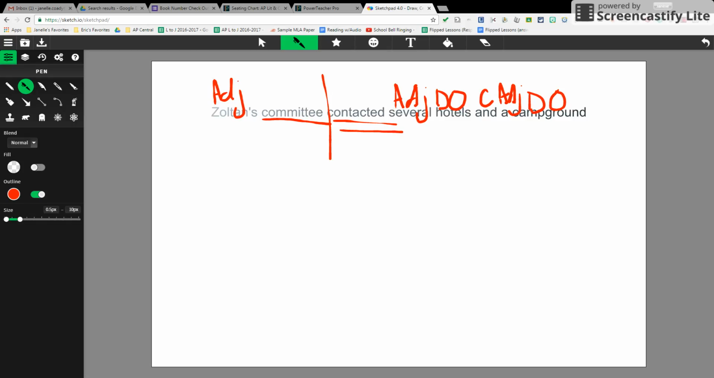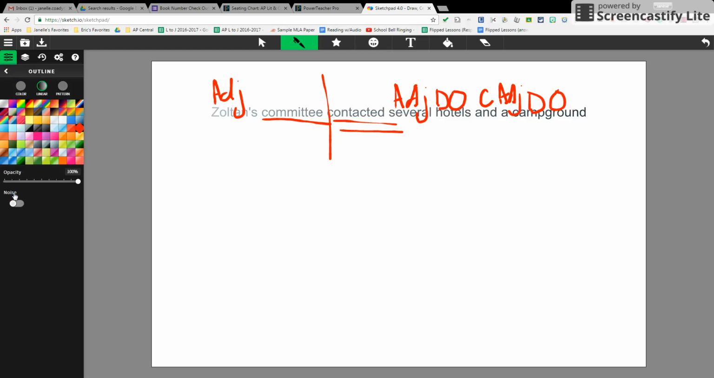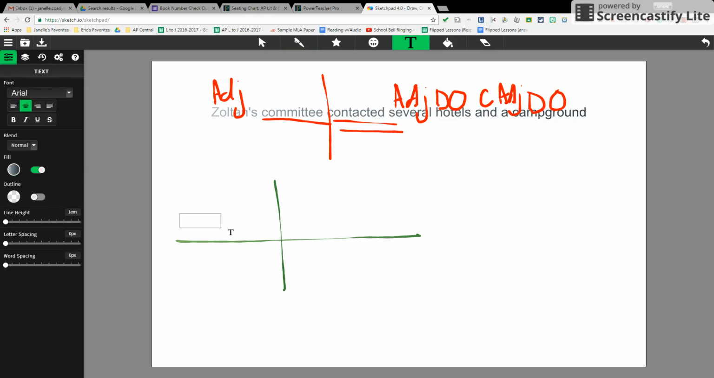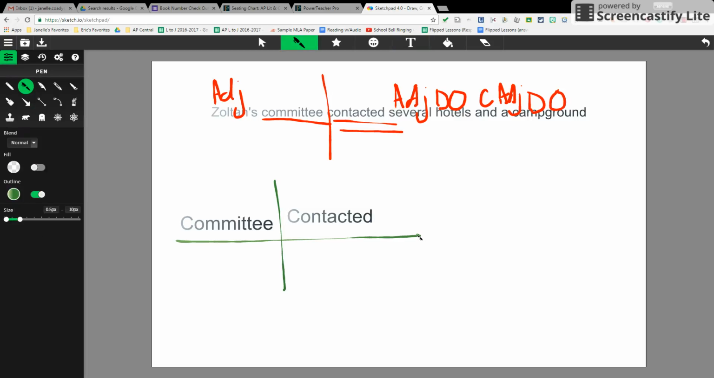Next thing is to diagram the sentence. So I'm going to change my colors out here. Pick green. And I'm going to put the word committee on that side. And I'm going to put the word contacted on that side. I need to switch to my drawing tool, and I'm going to have two direct objects.